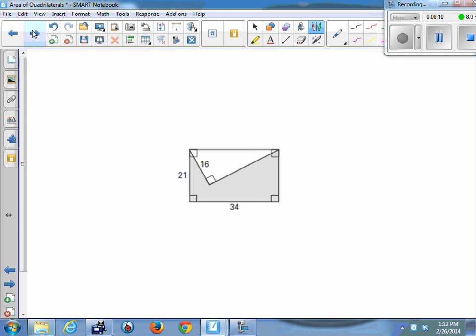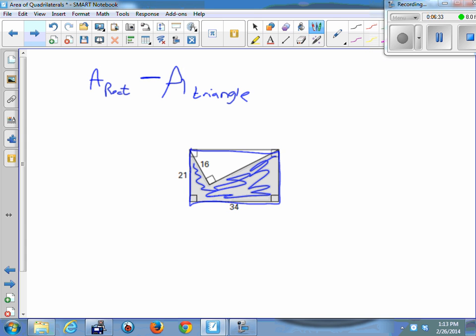And this one is a little bit more complicated. If I want to find the area of just the shaded region, okay, so I'm going to find the area of the rectangle, and we are going to subtract the area of the triangle. Okay, that's how we're going to find it, because we're taking the whole area and we're subtracting this little part in here, the green part.